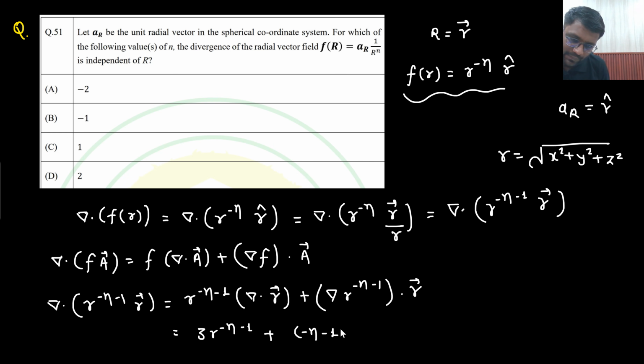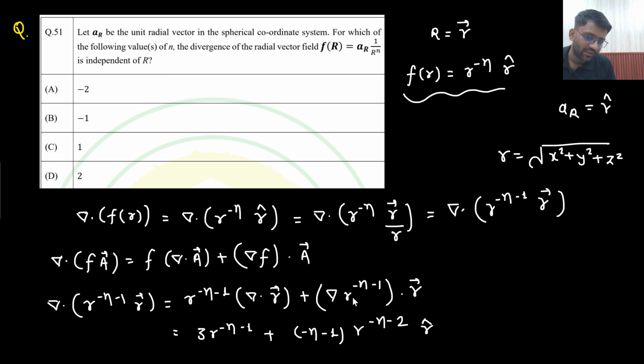This would be r to the power minus n minus 2 r cap. I hope you remember this, right? Del of any function of r: first you differentiate, then put r cap. So I have differentiated it and then I have put r cap. I hope you remember this formula.